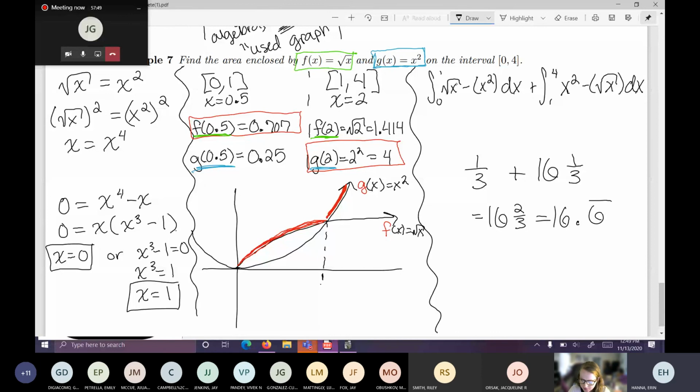The antiderivatives, if you're curious, would be x to the 3/2, 2/3 in the front, minus 1/3 x cubed from 0 to 1, dropping my c just for the sake of space, because they always get canceled out in those types of calculations anyway. So there's our antiderivative, 2 pieces.